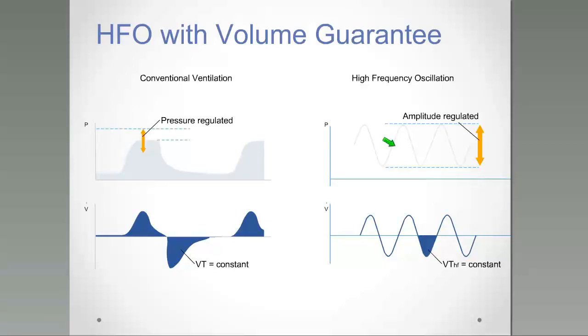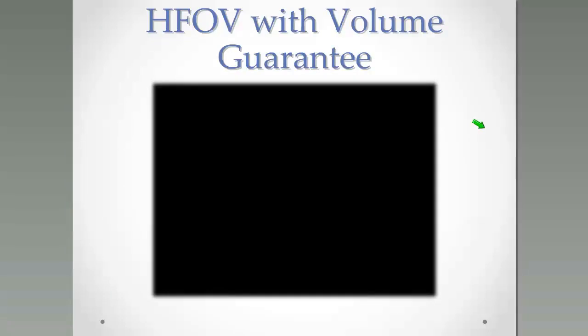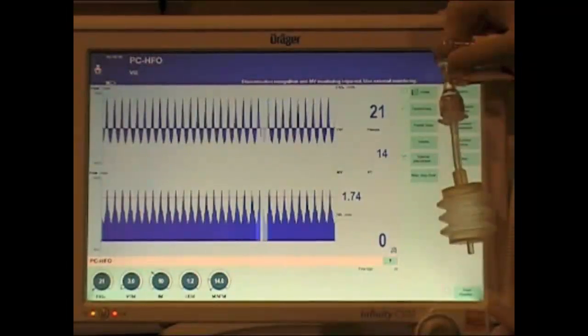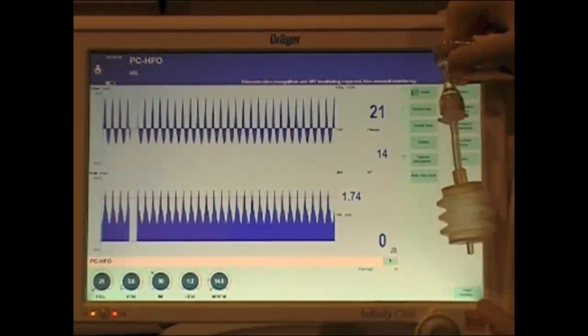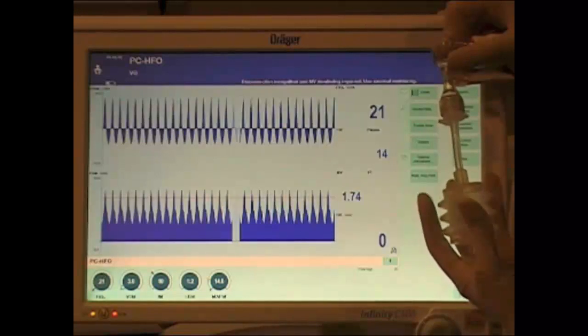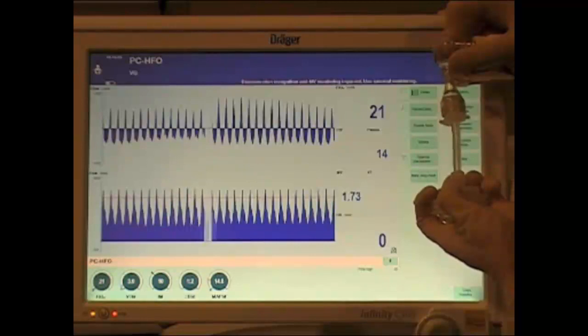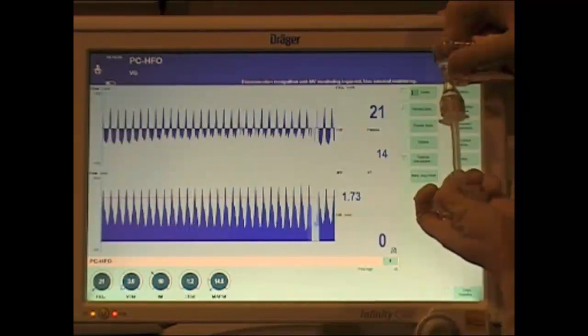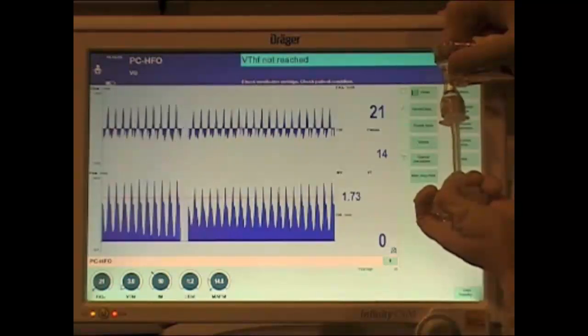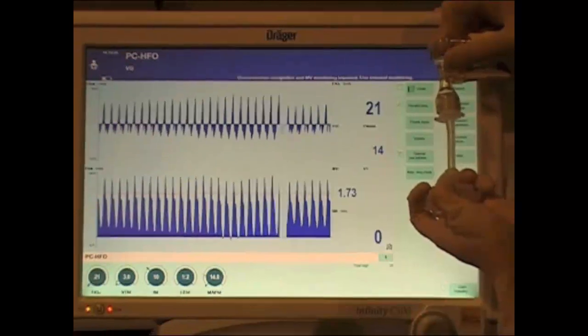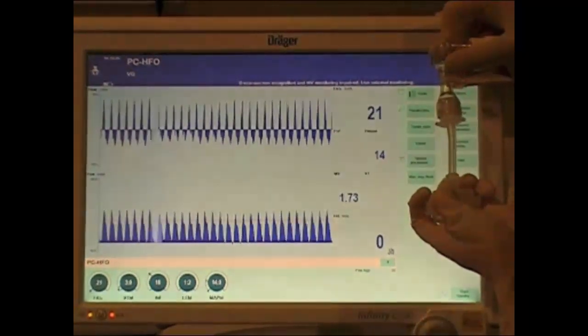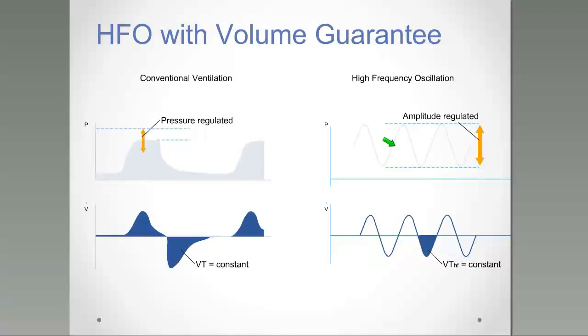So let us move to this video, and I'm going to show you what happens when we decrease the compliance in this test lung. This is the flow, this is the pressure, and we are going to decrease the compliance of the test lung. There is an increase in the pressure of delta P, you can see here, just to compensate for the decrease in the tidal volume. So this is the way the ventilator works.